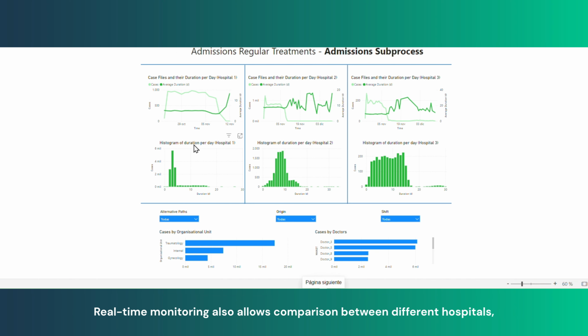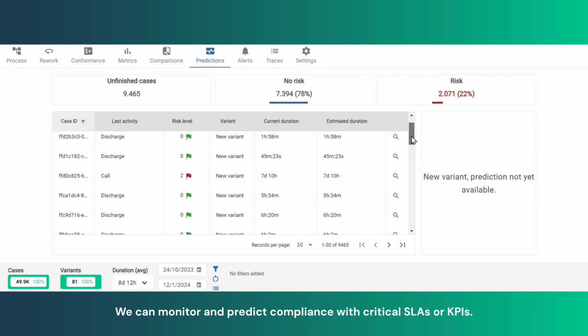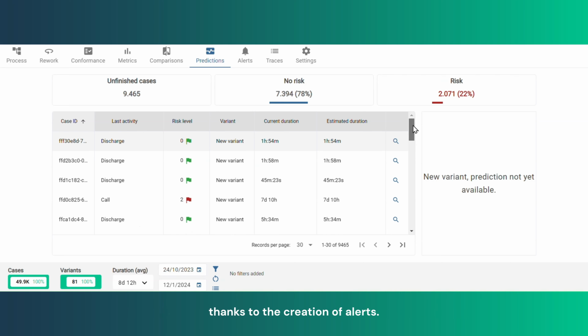Real-time monitoring also allows comparison between different hospitals, services, or any organizational unit. We can monitor and predict compliance with critical SLAs or KPIs. Thus, it is possible to act when we are at risk of non-compliance thanks to the creation of alerts.